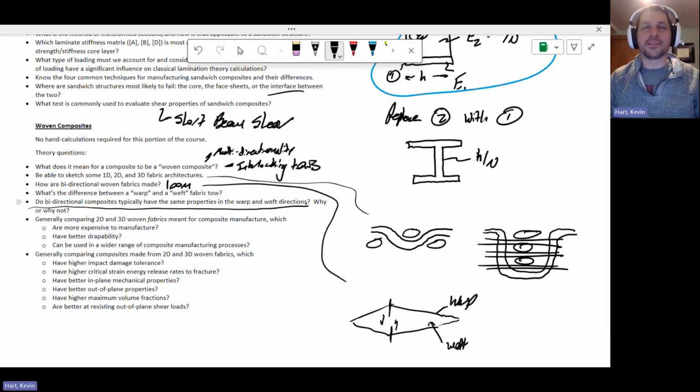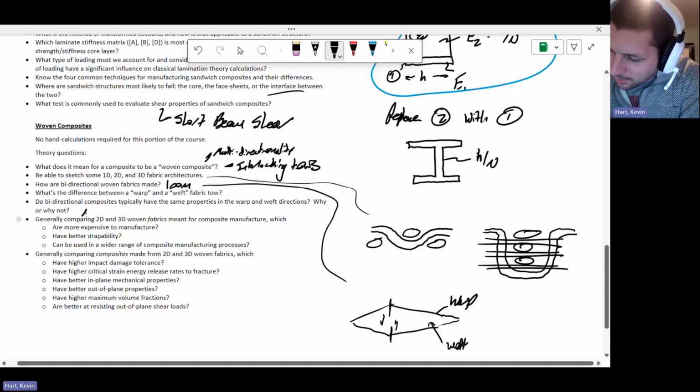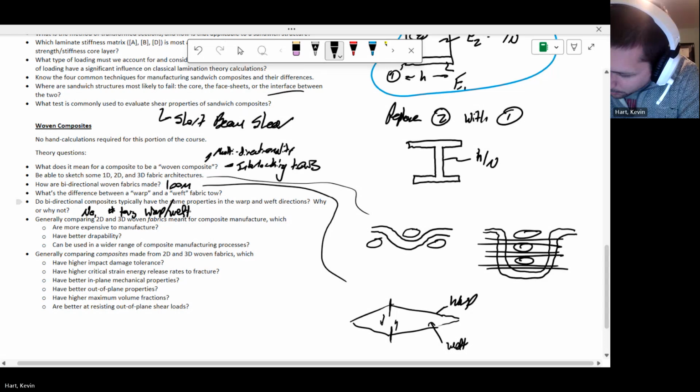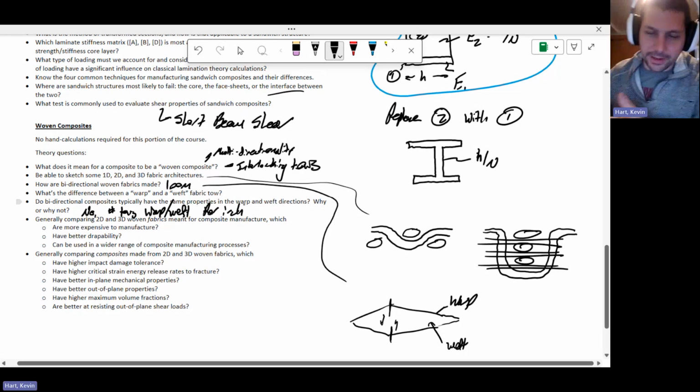Actually, no. Most often they do not. Some of them do, but sometimes they don't. Most of the time they don't. And that's because the number of warp tows per inch might be different than the number of weft tows that you can get in per inch as you're doing your shedding and your packing down as you're moving through. So, do they typically have the same properties in the warp and weft direction? The answer is no, and that has to do with the number of tows in warp or weft per inch or per length, not necessarily inch. Could be meters, could be whatever, but you get the idea.